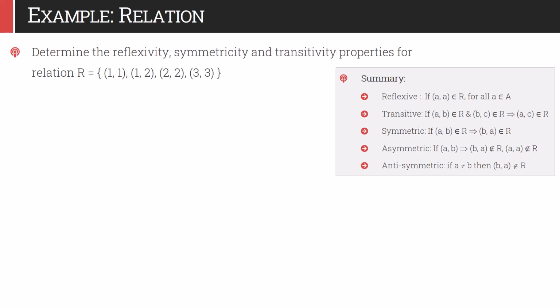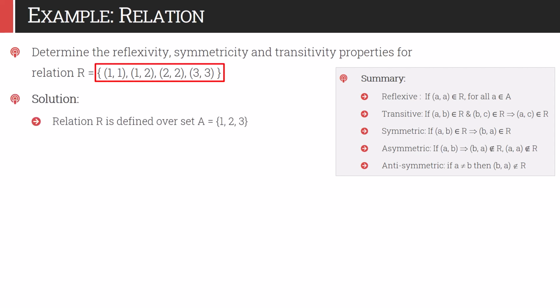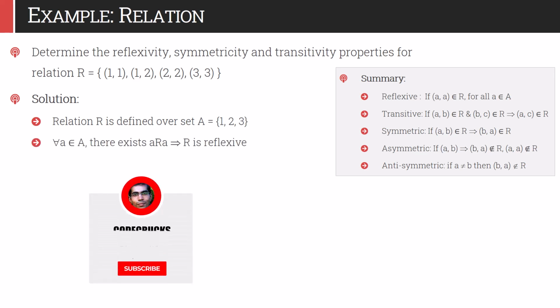For a given relation R, determine if it is reflexive, symmetric or transitive. The properties are already mentioned on the right hand side. For a relation to be reflexive, for every element in set A, the (a,a) pair should be in relation R. As we can see from the values, relation R is defined over set A equal to {1, 2, 3}. So if (1,1), (2,2) and (3,3) are in R, then we can say the relation R is reflexive. That is true, for every element a in set A there exists (a,a).